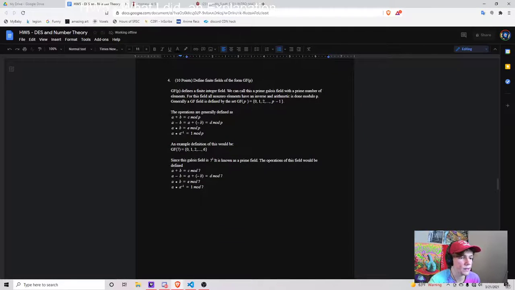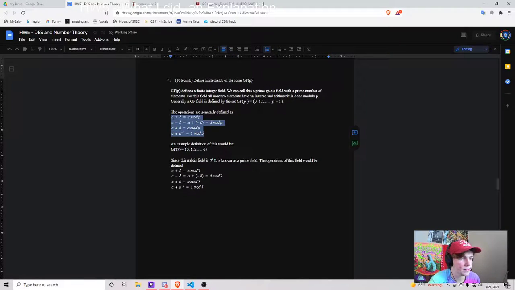Okay, so moving on to number 4. Define finite fields in the form GF of P. So what this is saying is this is going to be a Galois field that is a prime Galois field, meaning every value will have an additive inverse and multiplicative inverse. From there, we can also say that the domain of GF of P is going to be from 0 all the way to P minus 1.